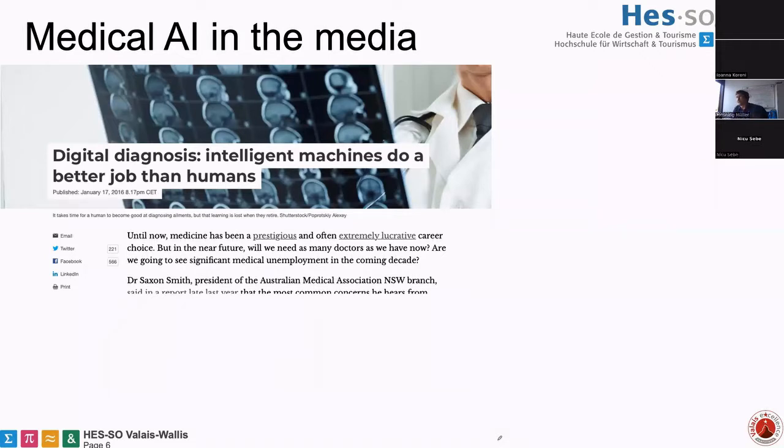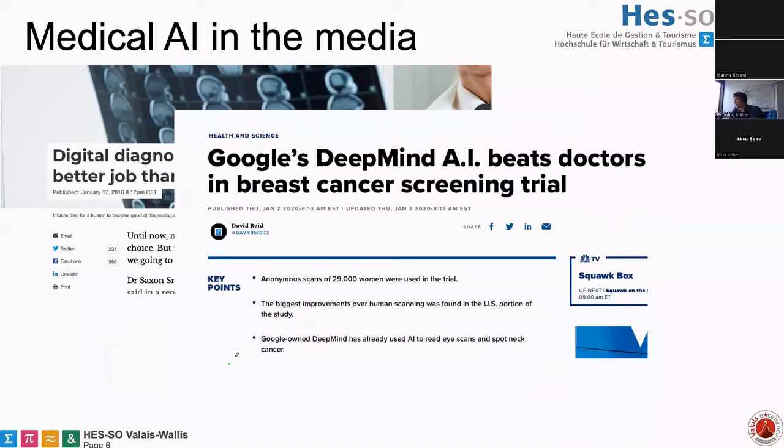So, digital diagnosis, machines are better than humans. And there's a variety of similar things that are published in, like, Google's DeepMind. They were better than physicians in breast cancer screening. They also had something similar for eye scans, like eye fundus images.